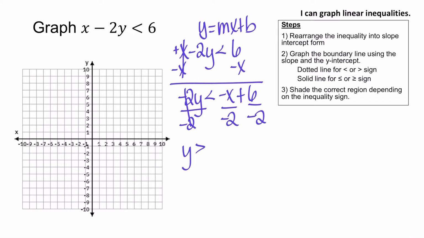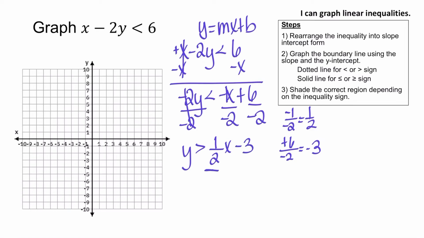Here I have negative x over negative 2. Remember that negative x is basically negative 1x. So negative 1 over negative 2, remember that a negative over a negative is positive. So that is going to be 1/2 x. And then I have plus 6 over negative 2. So that is going to end up being negative 3. So I have 1/2 x minus 3.